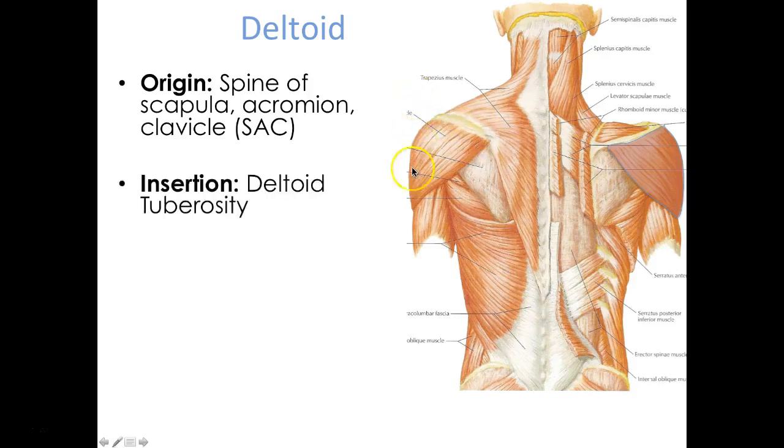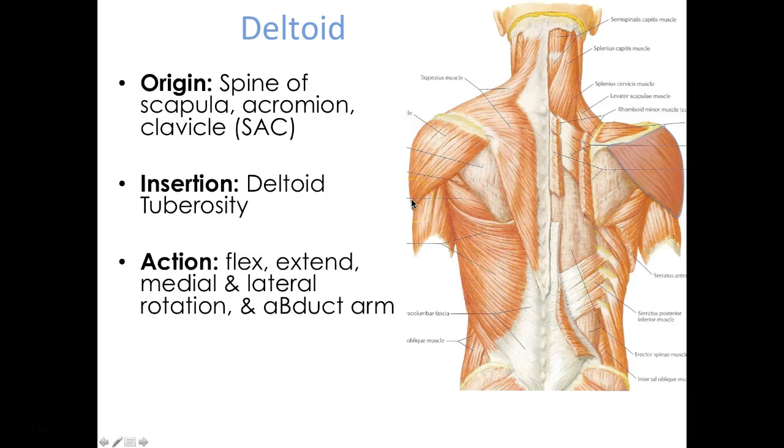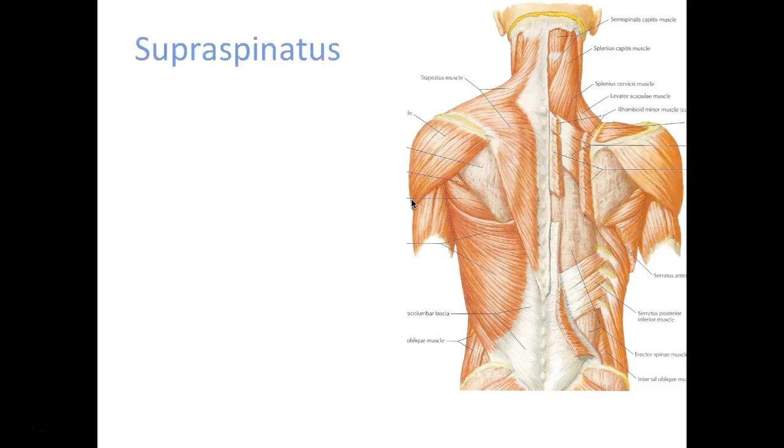And insertion is going to be that special place on the humerus, deltoid tuberosity, and the action is to flex, extend, medially and laterally rotate, and abduct the arm. So almost every type of action you can have at the shoulder joint except for adduction. And innervation is branch of the brachial plexus.